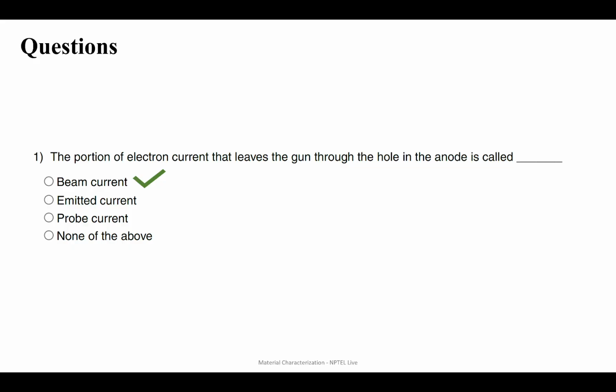So the correct answer would be beam current. Emitted current is the current that is getting emitted from your source, but not all of that is going into your column. The current inside your column will be your beam current. That is the current that is coming out from the anode, and the probe current is the current that is falling on your sample.